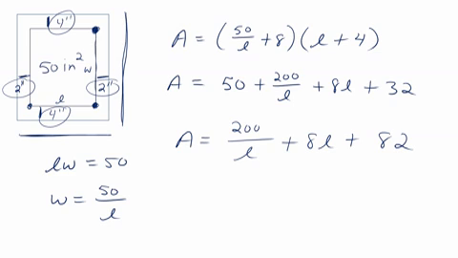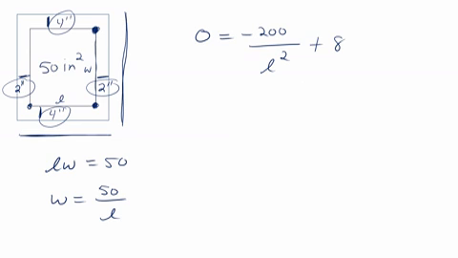Again, here's the function we want to minimize. So let's find the derivative. What would A prime be? The derivative of 200 over L would be negative 200 over L squared. The derivative of 8L is plus 8, and the derivative of the constant is 0. So A prime equals negative 200 over L squared plus 8. We will now set that derivative equal to 0 and solve. Let's now multiply everything by L squared, giving us 0 equals negative 200 plus 8L squared.